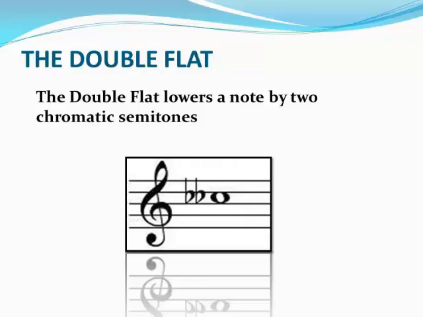In this example, we have C double flat. So we know that from C to C flat is one semitone. From C flat down to C double flat would bring you to B flat. So B flat and C double flat are enharmonic twins.